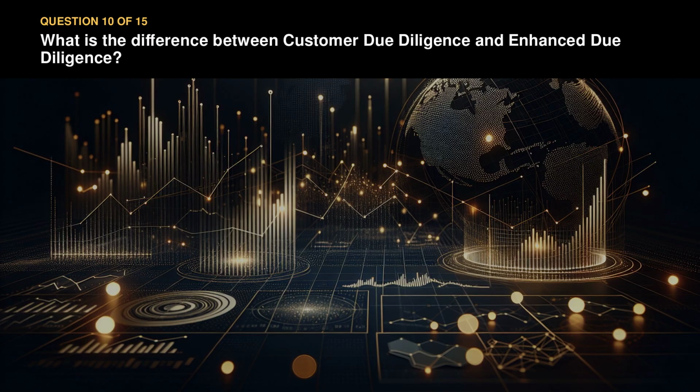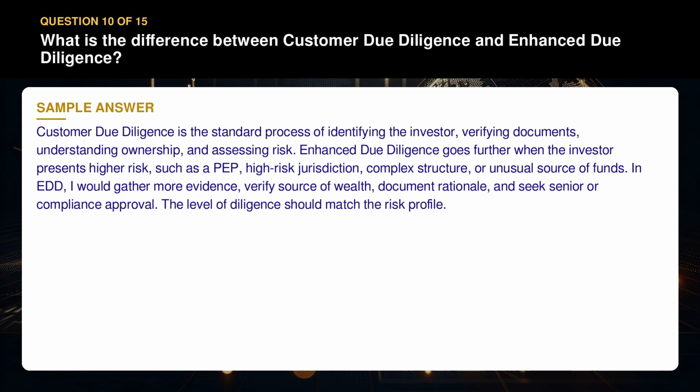Question 10. What is the difference between customer due diligence and enhanced due diligence? Customer due diligence is the standard process of identifying the investor, verifying documents, understanding ownership, and assessing risk. Enhanced due diligence goes further when the investor presents higher risk, such as a PEP, high-risk jurisdiction, complex structure, or unusual source of funds. In EDD, I would gather more evidence, verify source of wealth, document rationale, and seek senior or compliance approval. The level of diligence should match the risk profile.